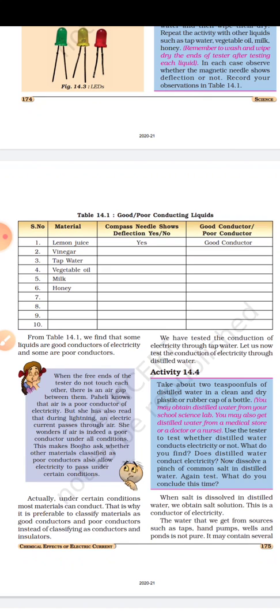That means the ions present inside those salt solutions allow the maximum amount of electricity to conduct through them, and the needle will show maximum deflection. In the bulb circuit, the bulb will also glow. So that is the reason why we classify the conductors into poor conductors and good conductors.